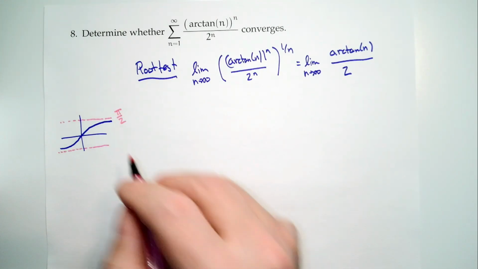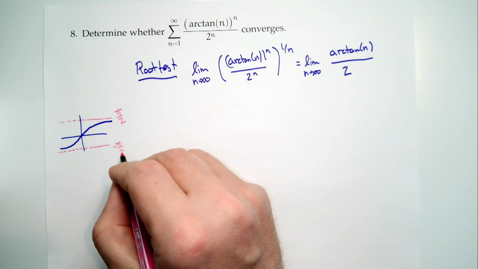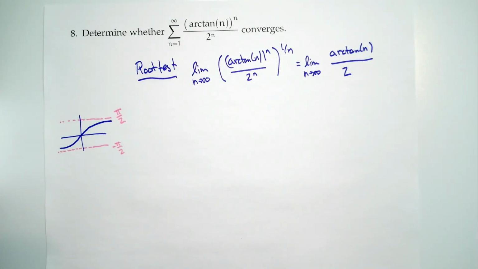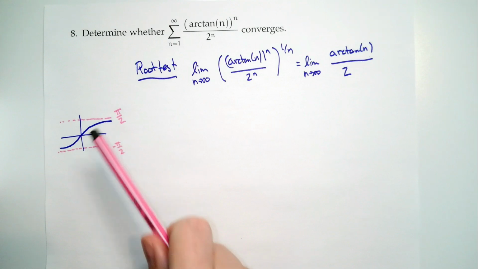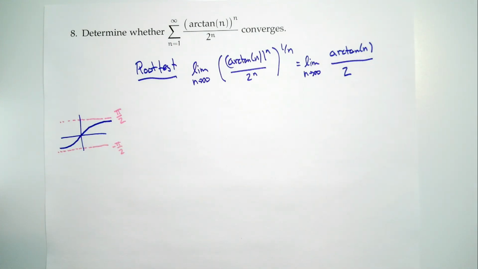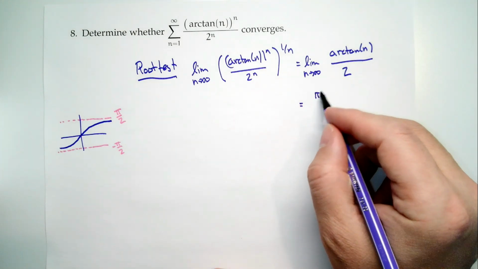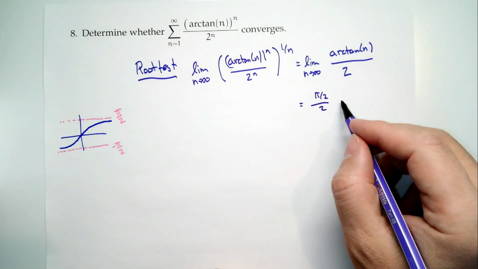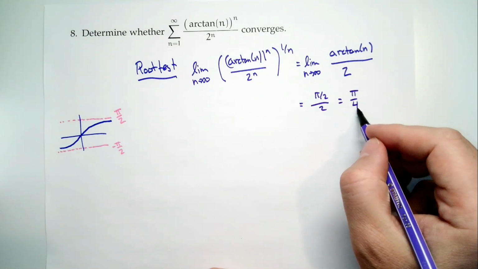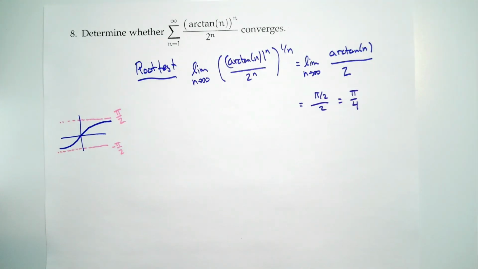All right, so if you know arctangent, what happens is it has asymptotes. As you head off towards infinity, arctangent approaches pi over 2. So this becomes pi over 2, divided by 2, also known as pi over 4. Now, we don't need to know too much about pi over 4. Because we're doing a root test, the only thing we need to know is how does pi over 4 compare to 1?